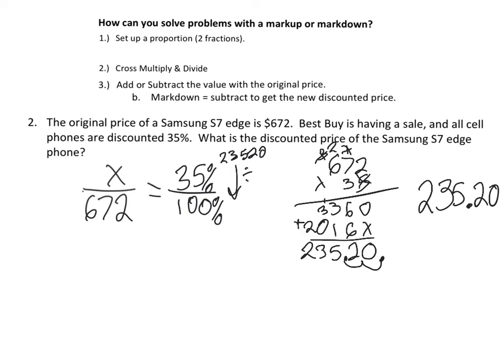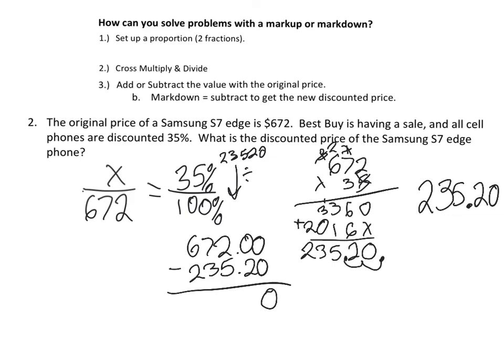Now, since it's a markdown, we have to do the last step of subtracting to get the new price. So we take the original of 672 and we subtract $235.20. 0 minus 0 is 0. 0 minus 2 we can't do, so we have to borrow. This becomes 10. This becomes 1. 10 minus 2 is 8. We're going to bring our decimal straight down.